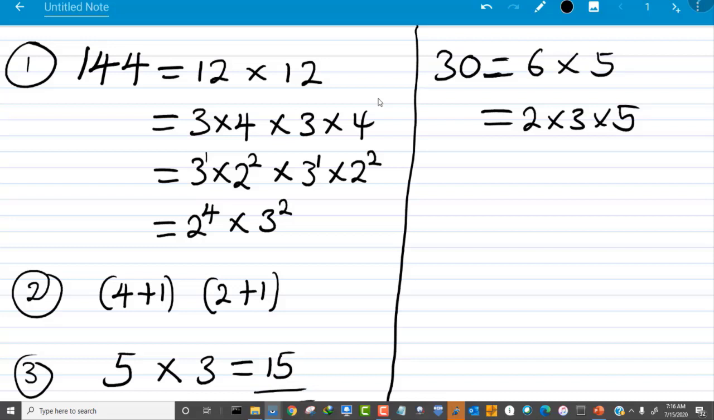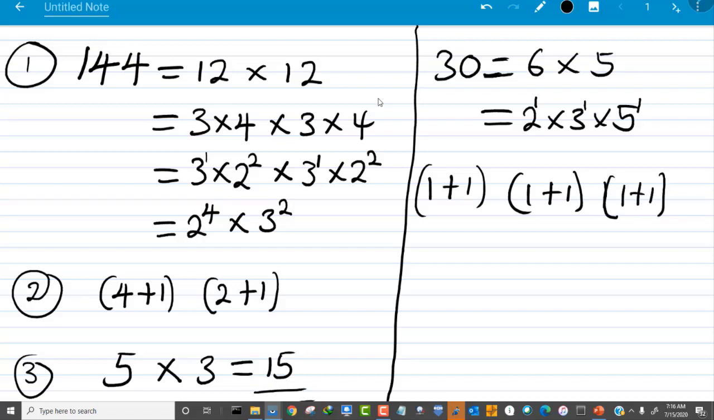Then step 2, take the power on each prime factor, which is 1 for 2, add 1 to it. The other one is also 1, add 1 to it. The other one is also 1, add 1 to it. Then you have 2, this one also 2, this one also 2. So we multiply them, and that gives us 8. So meaning 30 has 8 positive factors.